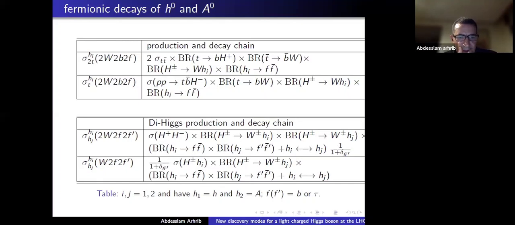Okay, and I want to compare these 4 cross-sections: the cross-section coming from top production, the cross-section coming from the associated production of the top with the charged X, the cross-section coming from pair production of charged X, and also the associated production of charged X with the neutral X.